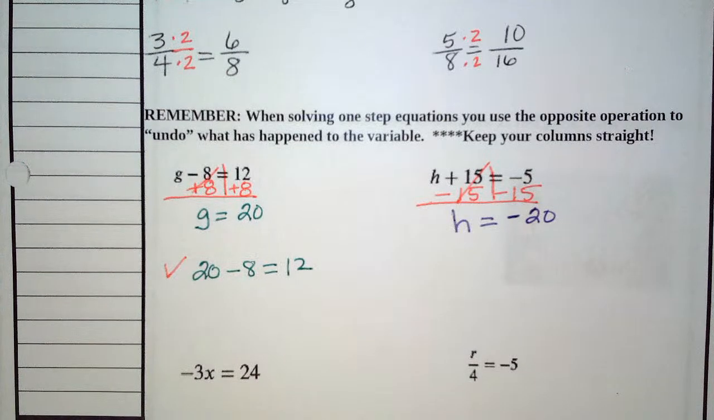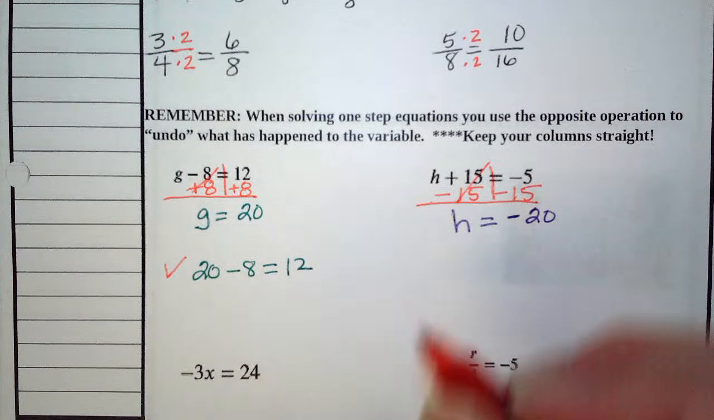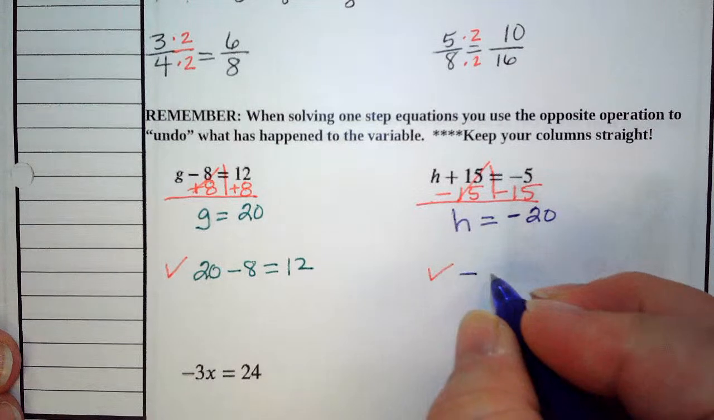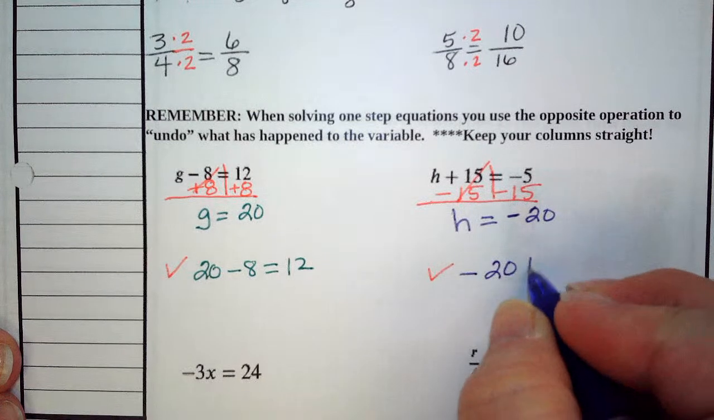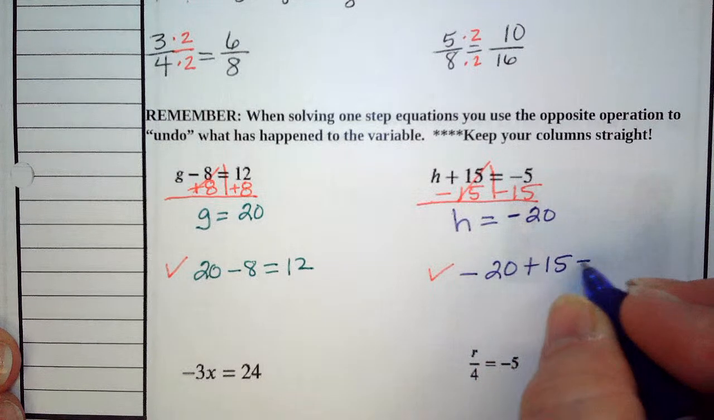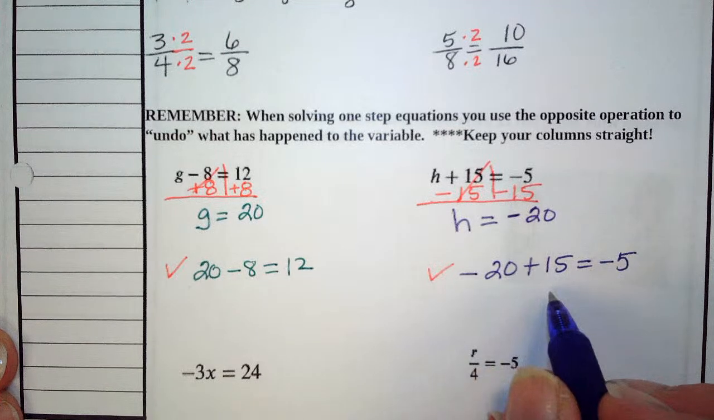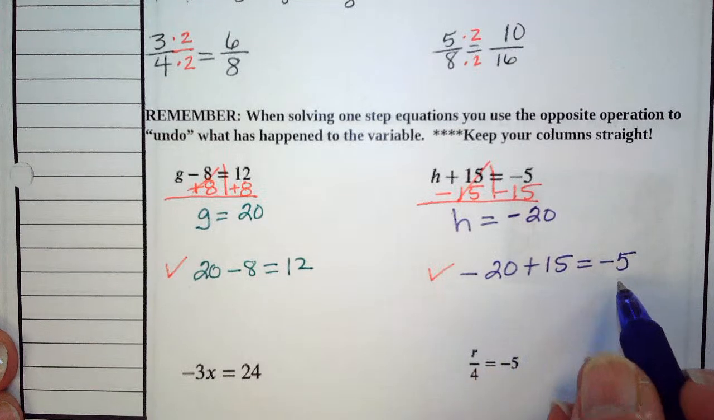If I want to check, I sub it back in. Negative 20 plus 15 is equal to negative 5. Starting at negative 20, I go 15 to the right. I end up at negative 5.